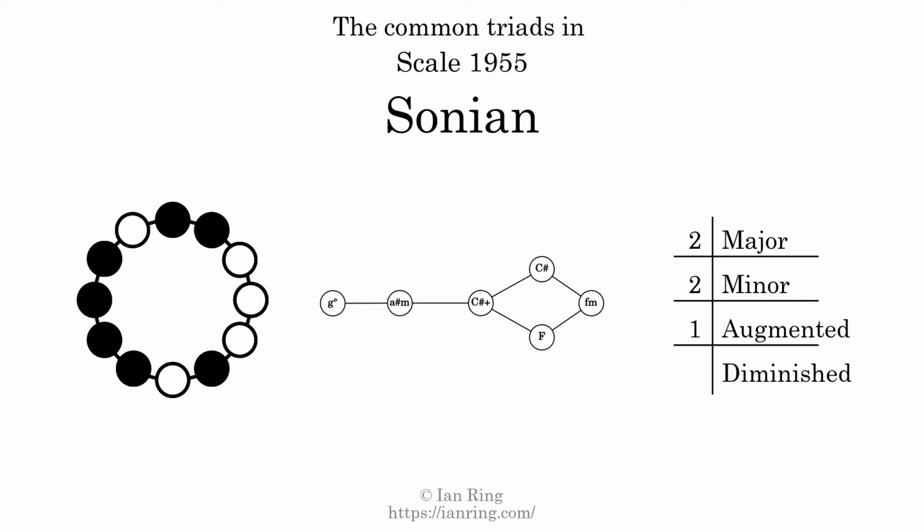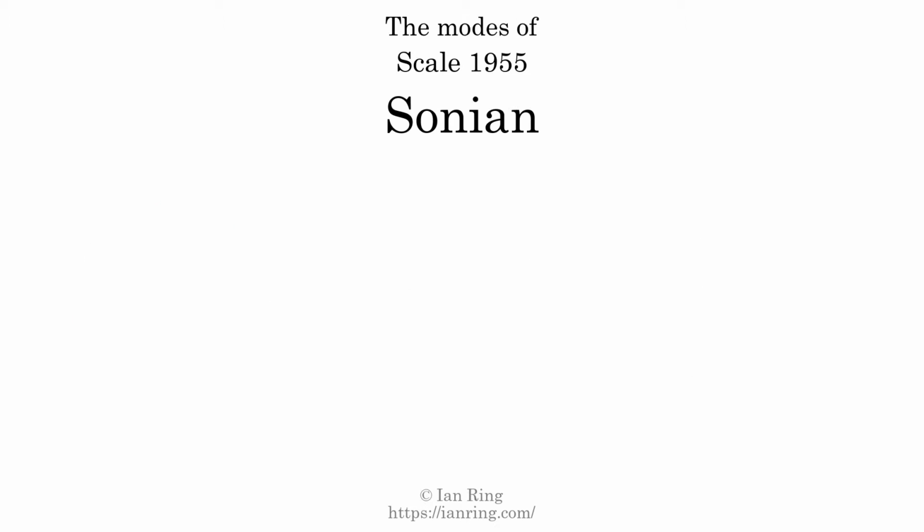There is 1 augmented triad. There is 1 diminished triad. Here is a Hamiltonian path of parsimonious voice leading that uses all the triads. This scale has 7 modes.